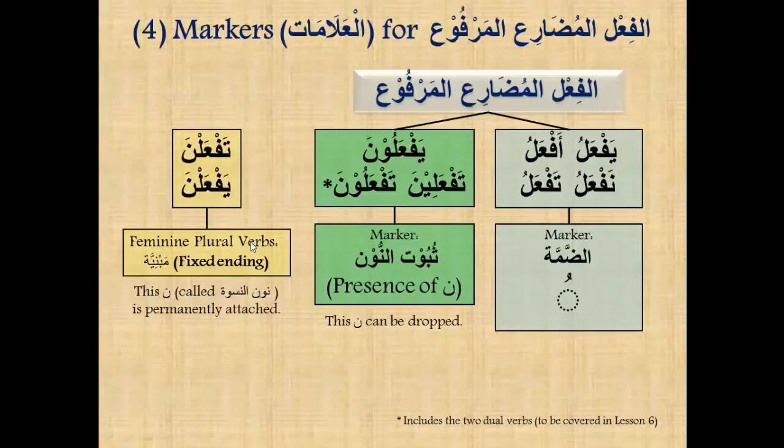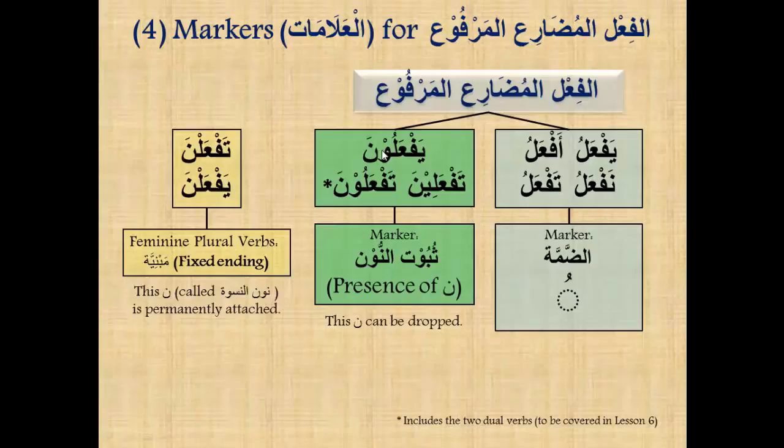Like I mentioned previously, these are mabniya, they are fixed, which means we don't distinguish between marfu', mansub, or majzoom, because in all cases, in all conditions, in all contexts, these are going to be the same. Their forms are fixed. And this noon is called noon an-niswa, the feminine plural noon. This noon is permanently attached, it never comes off.